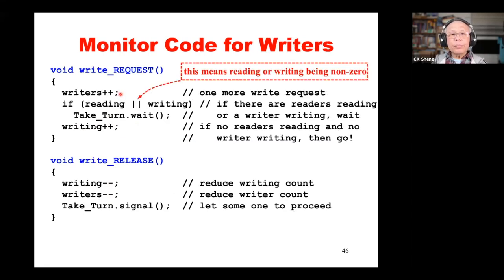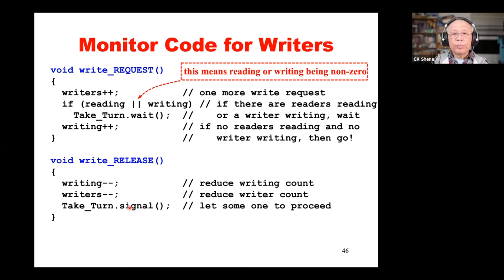For the writer, when the writer comes in, add one to the waiting writers, and then if there is a reader reading or there is a writer writing, wait. Upon release, this writer adds one to writing. When it's finished writing, subtract by one, so it's going to be zero. And the number of waiting writers is also reduced, and then signals take turn. So always remember, we see all of these examples. Upon exit, the signal is the last statement to be executed.